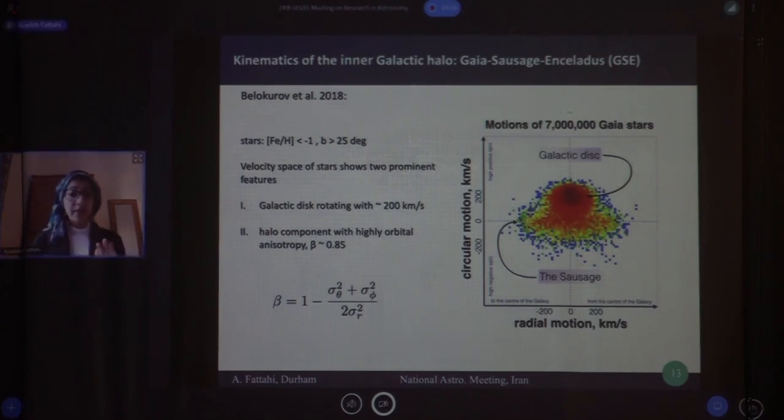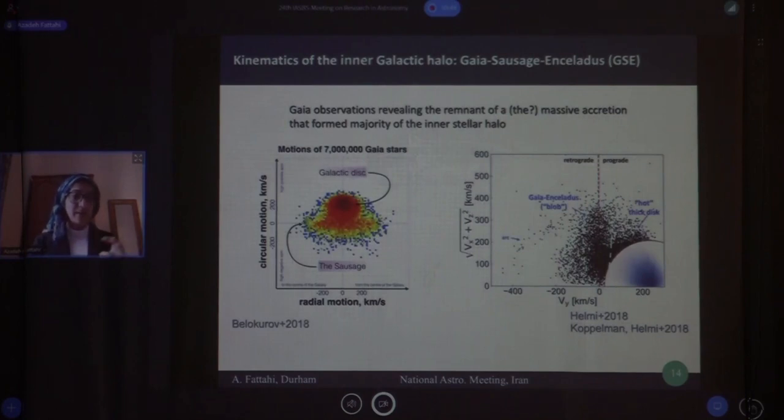To also give credit to the other people: at the same time, another group from Groningen, Amina Helmi and her group, were also working on similar topics. The previous plot was from the Cambridge group. They also identified this feature on a slightly different plane. This is now Vy versus Vx, almost tangential velocity versus the other component. They also identified similar features, and they call it Enceladus. These two works came out roughly at the same time, within a few months of each other. And now I will refer to that as GSE, crediting the work of both groups.